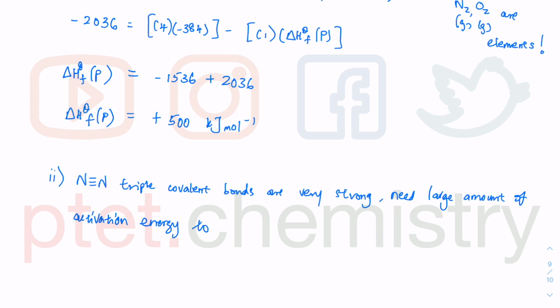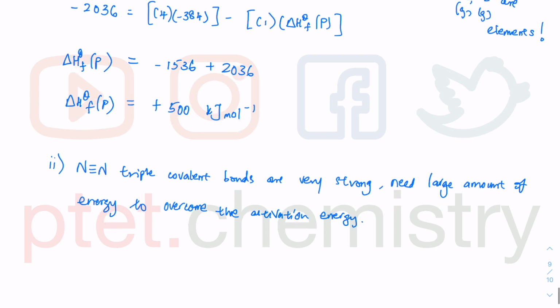To kickstart the reaction, you need a large amount of energy in order to overcome the activation energy. Okay, so you need to break that triple covalent bond before you could react it further, and therefore you need a lot of energy to overcome that strong covalent bond.